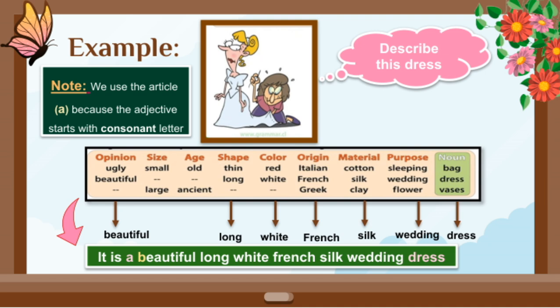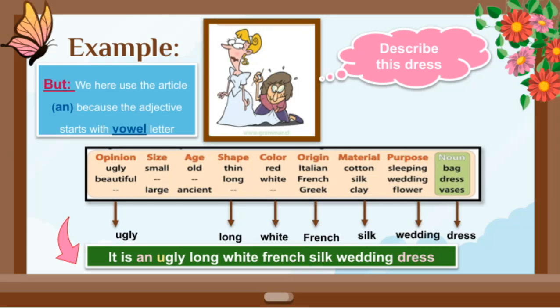The color is white, which is traditional for wedding dresses. The word French indicates the style or origin, adding a touch of sophistication. The material is silk, known for its smooth texture and luxurious feel. And of course, it's a wedding dress, meaning it's designed for a very special occasion. So when describing this dress, we want to highlight all these qualities and remember that we use a because the first adjective, beautiful, starts with a consonant.